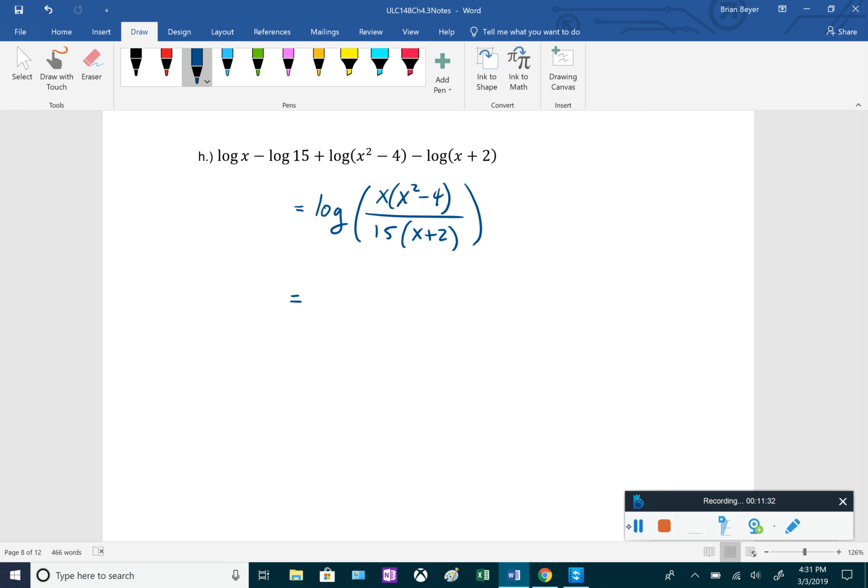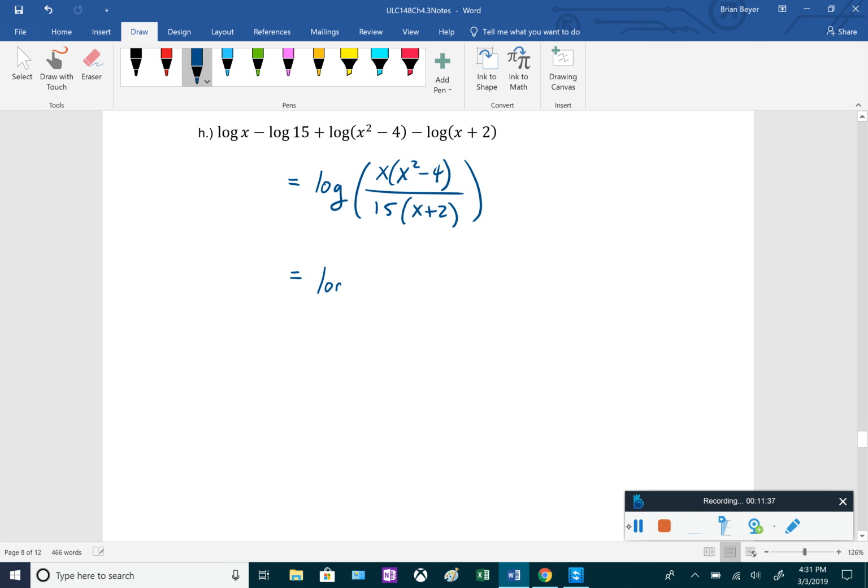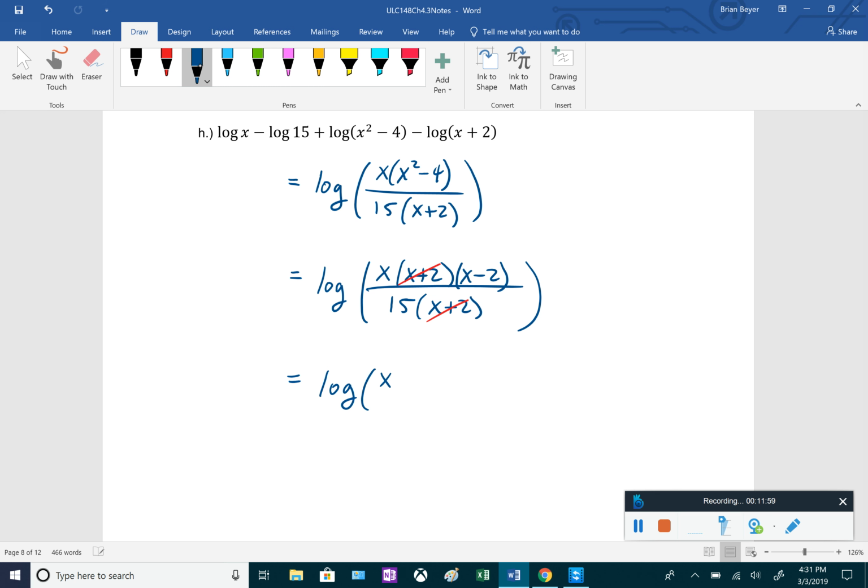So we can simplify this a little bit. So hopefully we can see what we can factor here. We can factor the x squared minus 4 in the numerator as x plus 2 times x minus 2, difference of squares factoring, divided by 15 times x plus 2. We can cancel common factors of x plus 2. So we get log of x times x minus 2 over 15. And I'll just leave it just like that. You can distribute the x in the numerator if you want. I'll just leave it like that though.